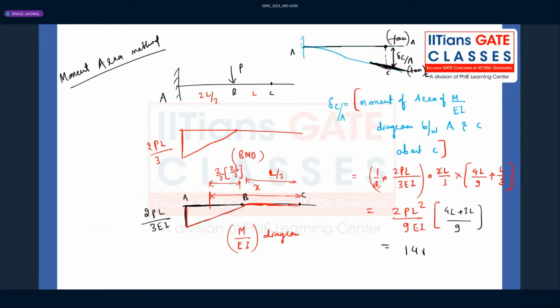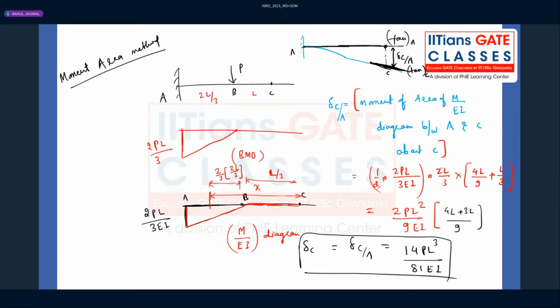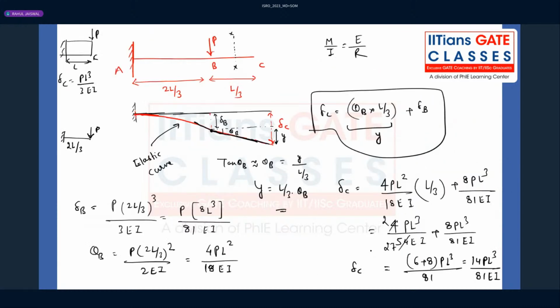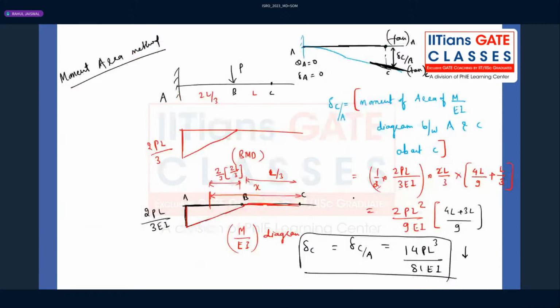So ultimately, once again, you will be getting 14 PLQ divided by 81 EI. That is deflection C with respect to A. Automatically, that is the deflection at C only, because the tangent at A is horizontal. There is no slope at A. Theta A is 0. Deflection at A is 0. And that is in the downward direction. So either you follow the elastic curve method or this moment area method, you will be getting the same answer.